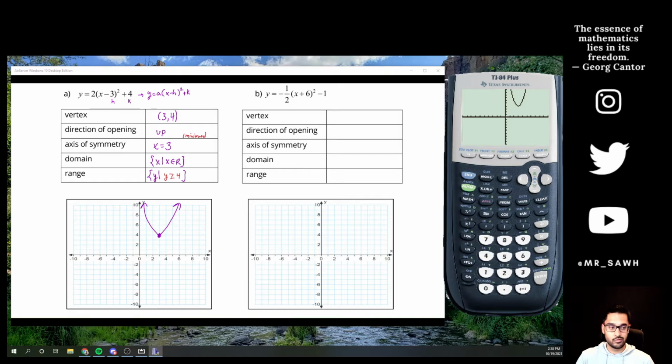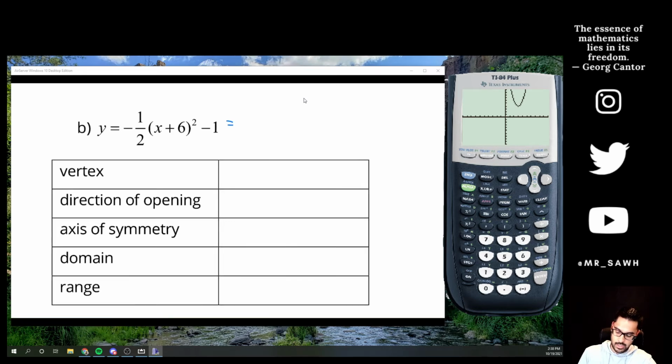Determine the vertex first. And again, this is one of the ones where you see a plus sign. So really, what we put into this equation is the same thing as saying negative 1/2 (x minus negative 6) squared minus 1. And the only reason I did this is so I can see the actual number here is actually minus 6. So I know the x coordinate is negative 6, the y coordinate is the constant negative 1.